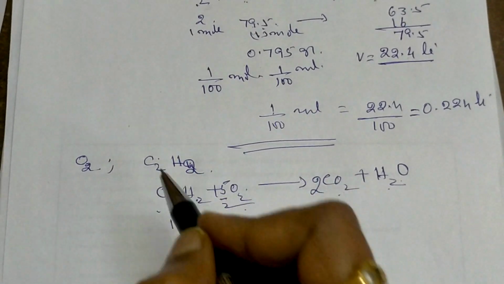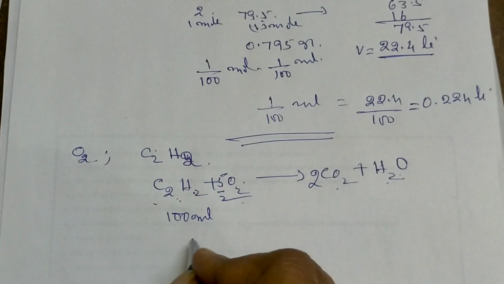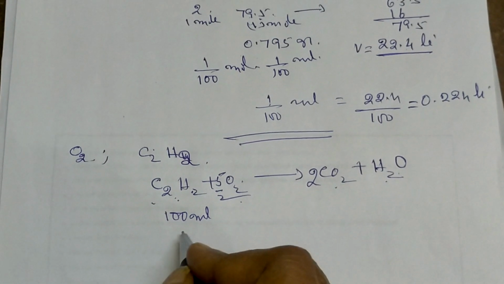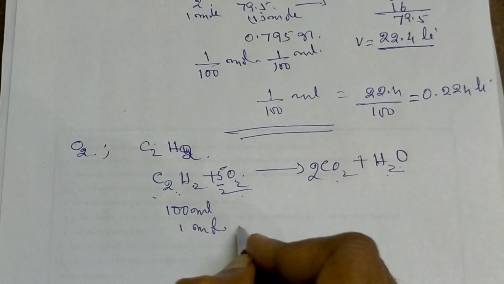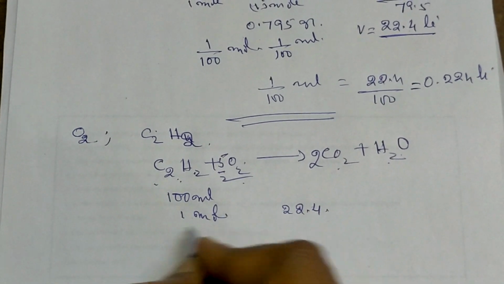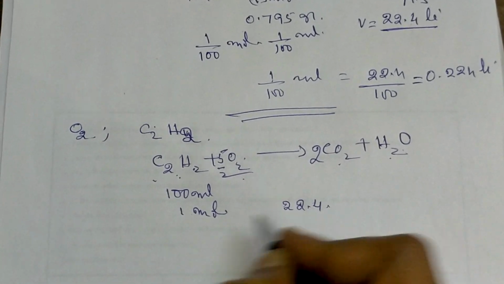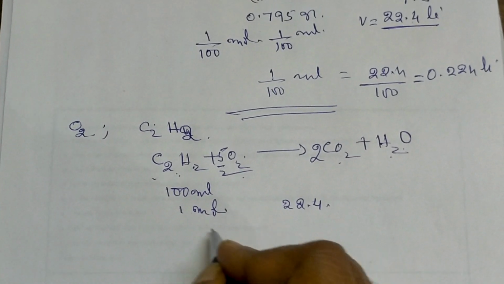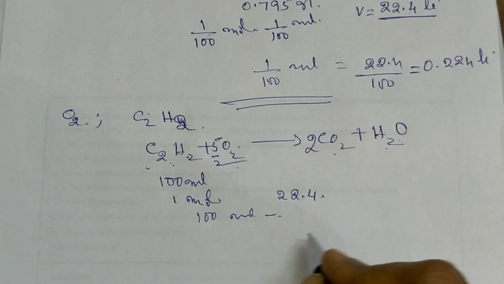Now oxygen is how much is asked? 100 ml of acetylene. If I am converting into liters, actually 1 mole equals 22.4 liters. If acetylene is 1 mole, oxygen requirement is 5.5 into 22.4. So simply, for 100 ml of the acetylene, how many?